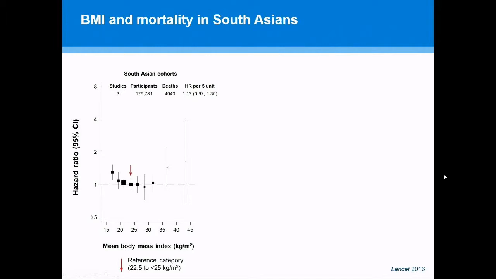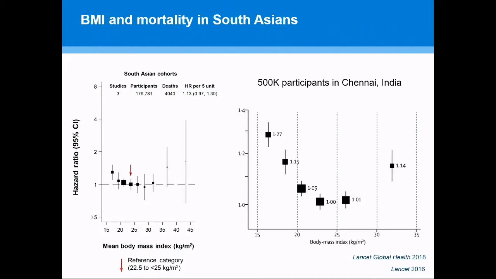But when we move to South Asia, partially, I think with the caveat that it's limited data, the association looks quite different, with a much shallower association at the higher end, and possibly a stronger association at the lower end of the distribution of BMI. And actually, this data was later confirmed last year by a publication from the Chennai study, suggesting again a very similar shape of association to what we showed in the meta-analysis, with possibly this stronger association at the lower end of the distribution of BMI compared to the higher end.